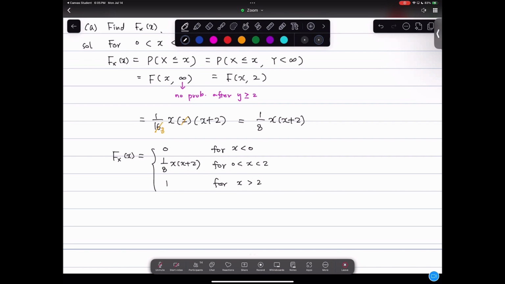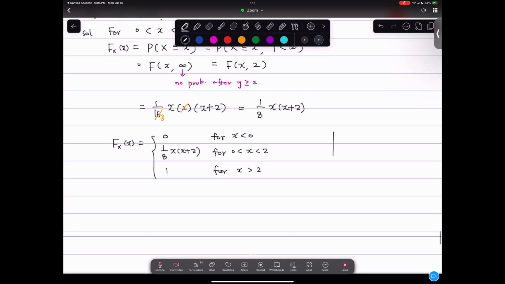So according to this, the graph looks like this. You get 0 below 0, and then you get a curved function like this, and then you get 1 after this, so this must be 2, and that should be 0. So that is your CDF. That should be 1.